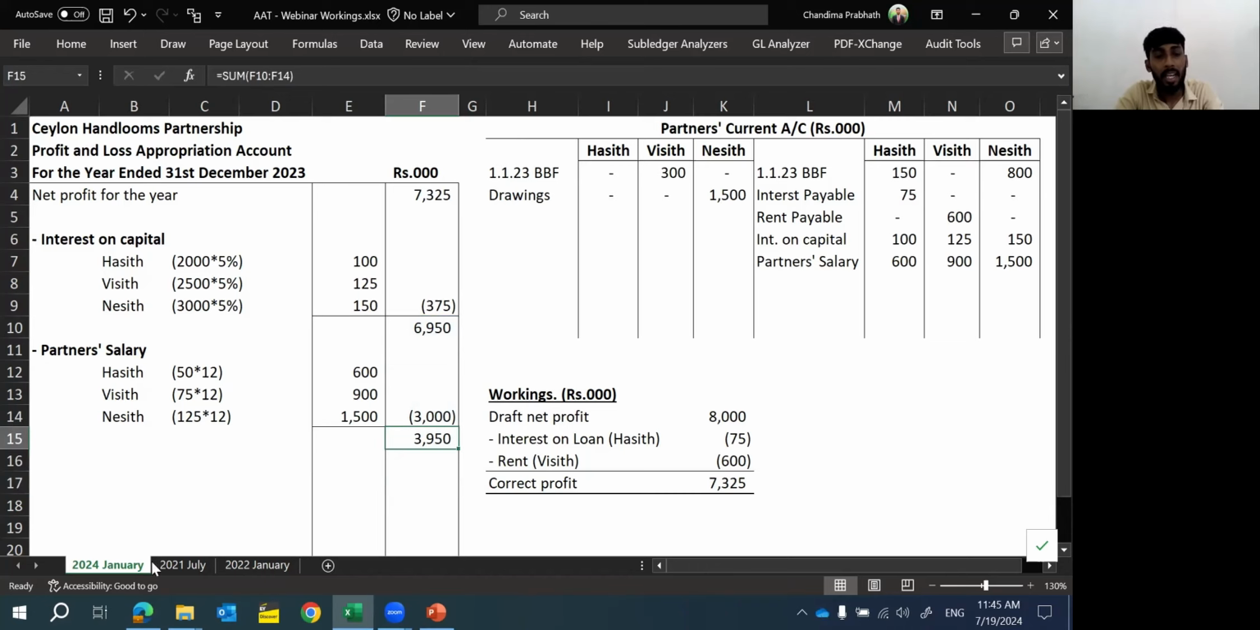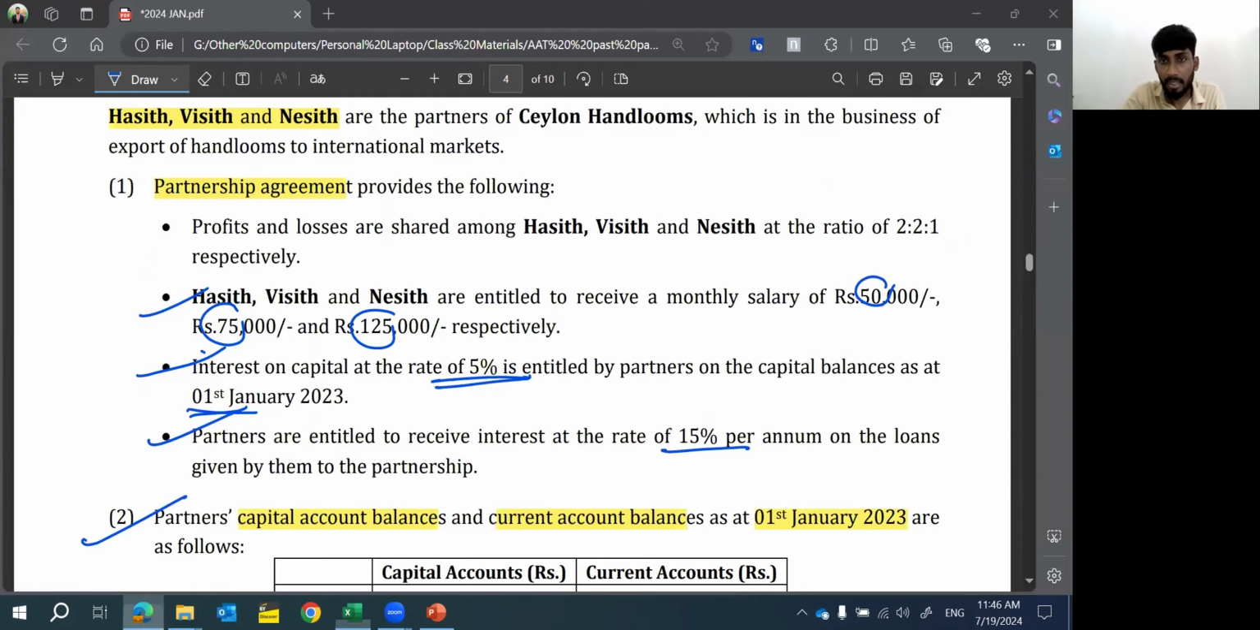So among the main profit appropriation ways, 2 ways are already done. So the balance way is what? We are giving the balance 3950 profit as what? Profit shares. Share of profit. I am giving that to Hasit, Visit, and Nesit based on the profit sharing ratio. Let's check. Hasit, Visit, and Nesit 2:1. The profit sharing ratio is 2:1. Okay, how to do that?